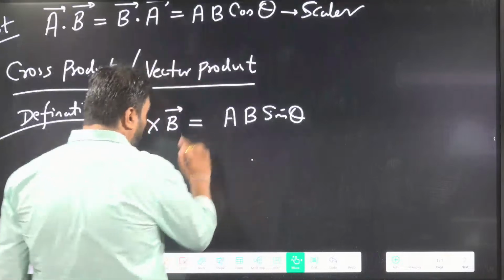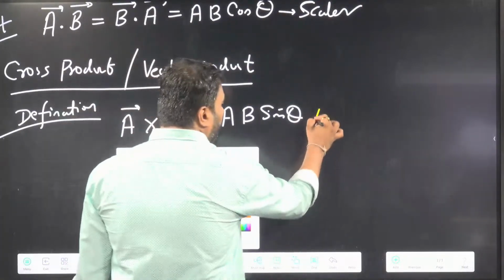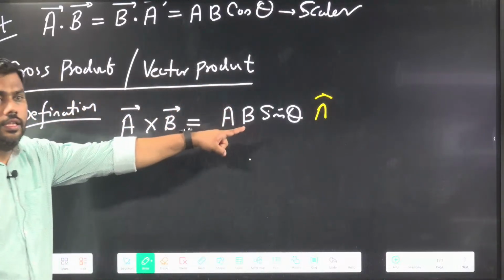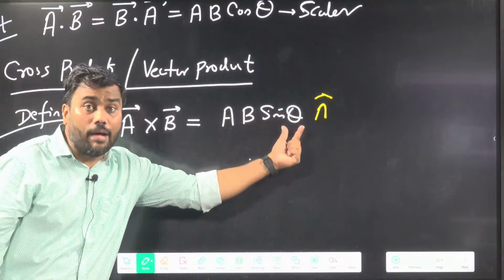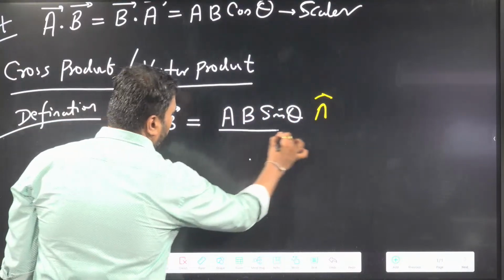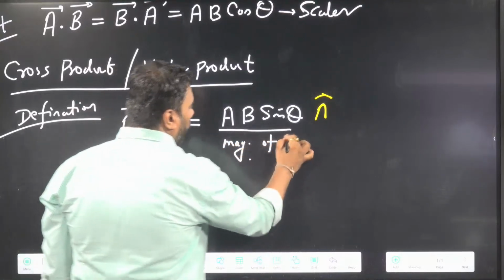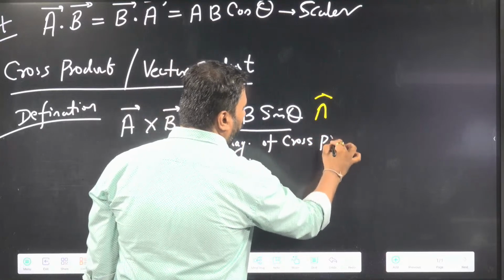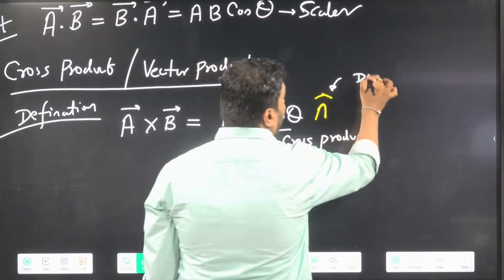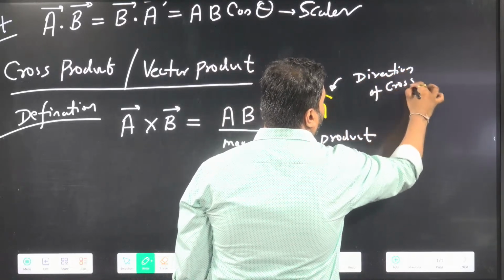But cross product is a vector. So we also get a unit vector n cap in direction of A cross B. What is this AB sin theta here? This is the magnitude of cross product. And what is this n cap? Direction of cross product.